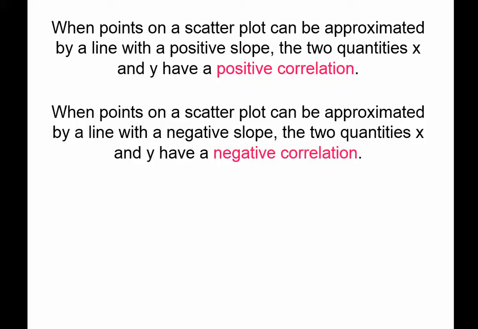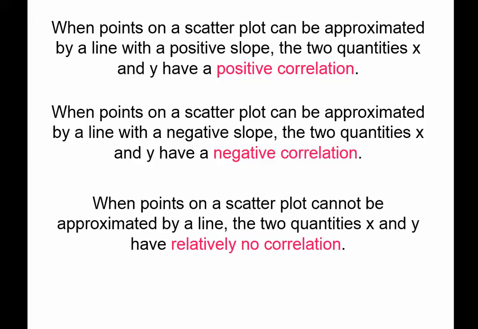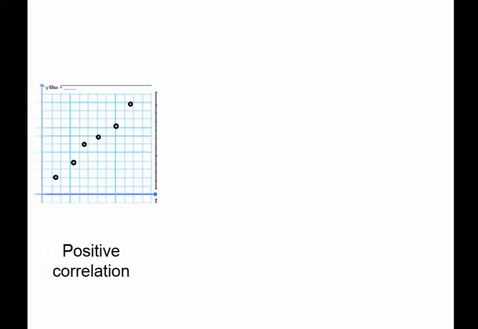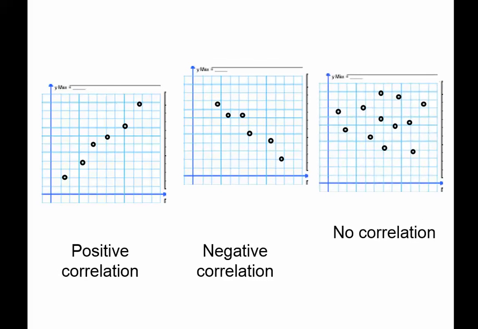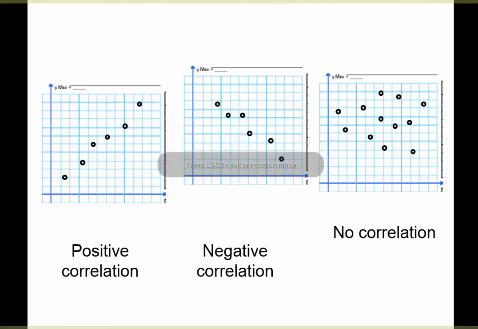There are times, however, that when you create a scatter plot, it's difficult to draw a best fit line because you're not sure what the trend is. And that's okay, that happens. Sometimes there's not really a trend. And so when you can't even make a best fit line, we say that the quantities x and y have relatively no correlation, or you can just say no correlation. And here are some graphics for that. So that one should make sense, that one should make sense. And here would be an example of something that has no correlation.